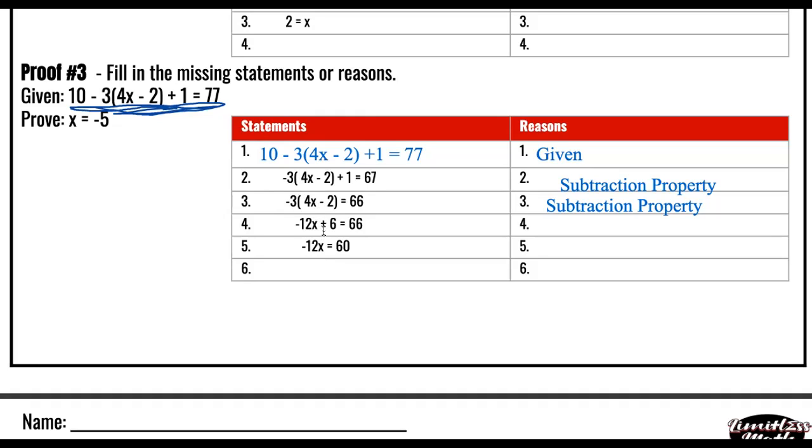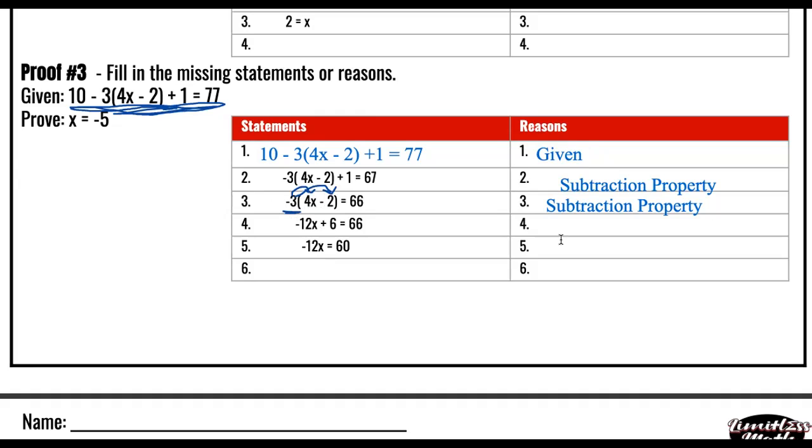But then you also have to check to make sure that there was multiplication. So -3 times 4x is -12x. Let's make that stick out. -3 times 4x is -12x. And then -3 times -2 is +6. So notice how this 3 was multiplied by everything in the parentheses, and then the parentheses went away. That is exactly what distributive property is.